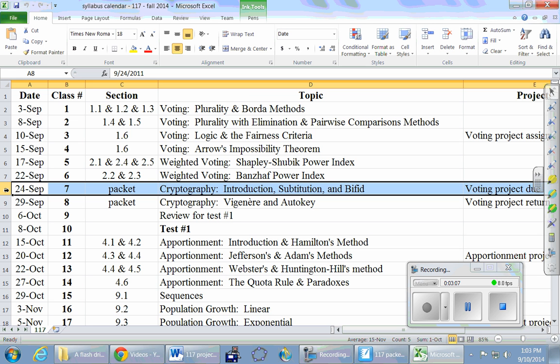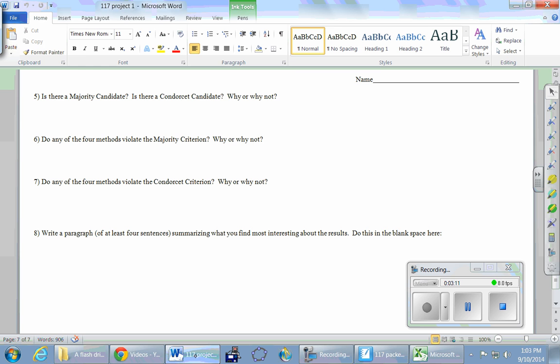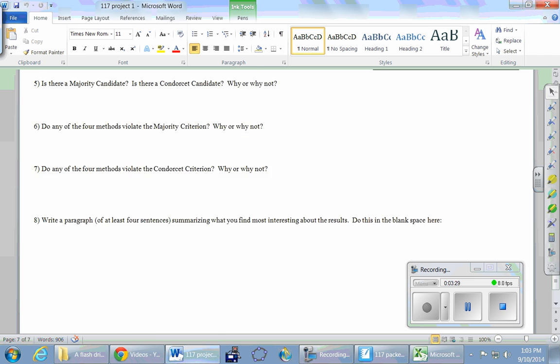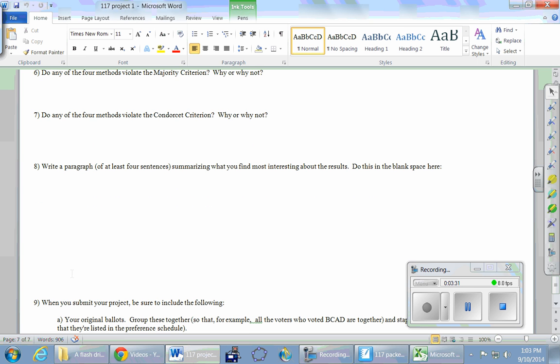The part that you don't have, but that we're going to start talking about today, is on the last page of the project, where it says, is there a majority candidate? Is there a Condorcet candidate? If you did the reading, then those phrases will look familiar, but if you didn't do the reading, then you have never seen these phrases, and we're going to talk about those phrases today, okay? Do any of the methods violate the majority criterion? Do they violate the Condorcet criterion? Right? Questions that will look unfamiliar, but we're going to talk about them today.